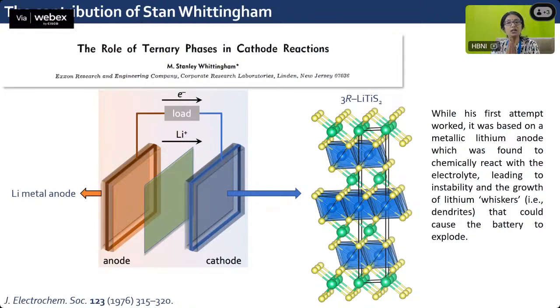But he showed that lithium is shuttling between the cathode and anode, and with this, there is a movement of the electrons on the external circuit, whereas there is a movement of the lithium ion internally.